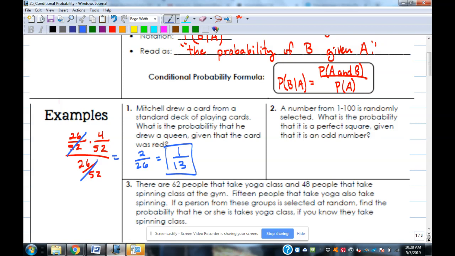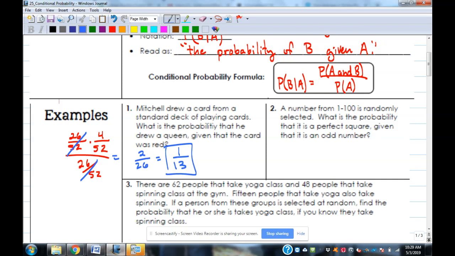Number 2, a number from 1 to 100 is randomly selected. What's the probability that it is a perfect square, given that it's an odd number? All right. What numbers are perfect squares? Maybe we need to know that before we go too far, and how many there are. So let's get our perfect squares from 1 to 100.